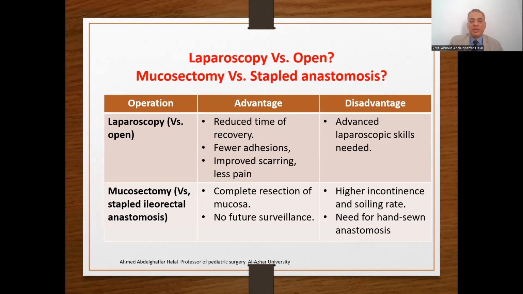Also, this table demonstrates the difference between laparoscopy and open surgery. No doubt, reduced time, fewer adhesions, improved scarring. However, they require advanced skills. Mucosectomy, complete removal of the mucosa, no further surveillance. However, there is a debate about this point, performing the anastomosis at the dentate line. However, there may be higher incontinence and soiling. Stapler, you will need to leave a cuff of the native rectum, which may be the site of recurrence. However, it is technically easier. It needs long time surveillance.